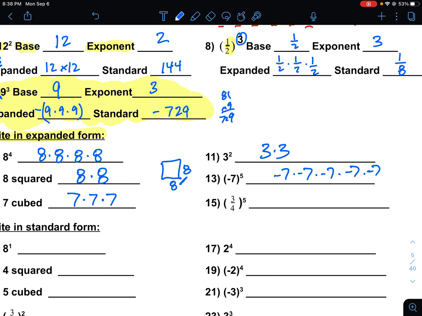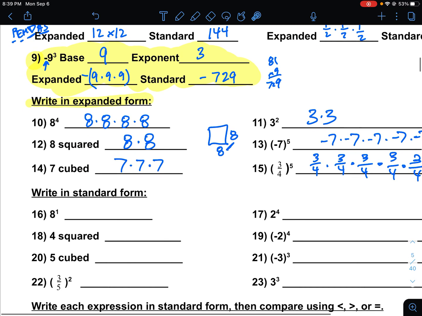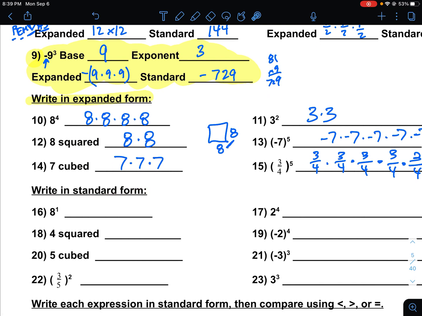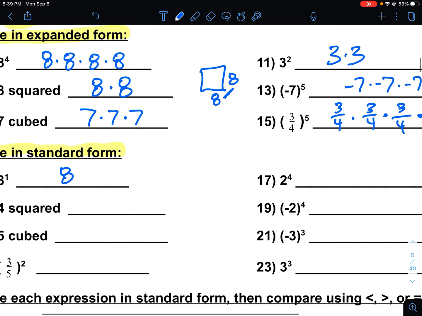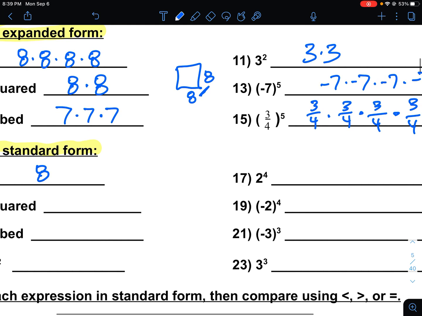Number 15 is 3/4 to the 5th. That's 3/4 times 3/4 times 3/4 times 3/4 times 3/4. I think I wrote that 5 times, right? 1, 2, 3, 4, 5. Yep, that's it. All right, write in standard form. Standard form means you want to multiply it out and simplify it. So 8 to the first power is 8 times just nothing. It's just 8. Nifty.